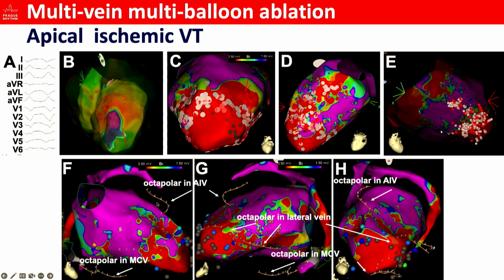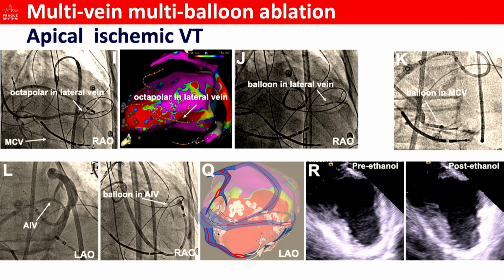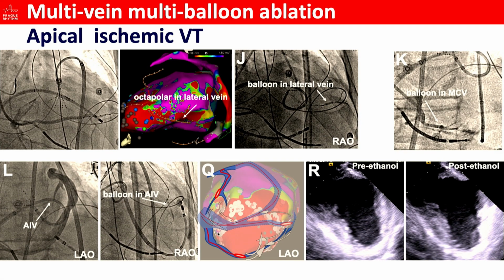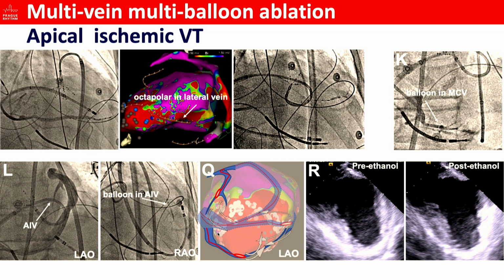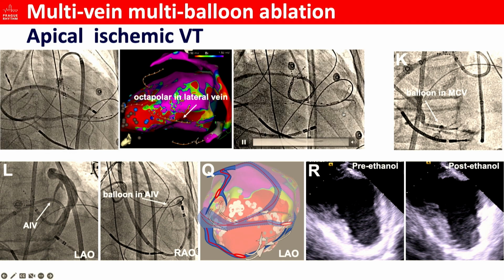Three veins actually got there. The middle cardiac vein had a branch, the anterior interventricular vein, and a lateral vein served venous return to this scar. So what we did is sequentially deliver alcohol in each of these. So this is the lateral vein, which the distal part was in the scar. We put a balloon in the lateral vein and deliver alcohol through this.